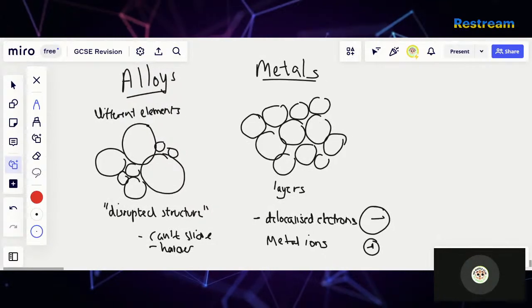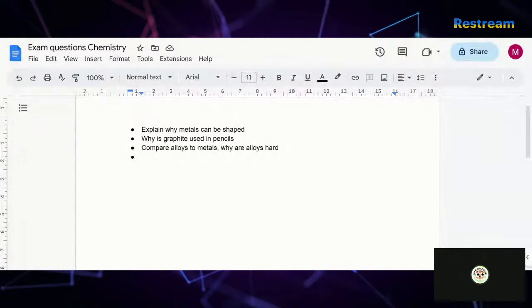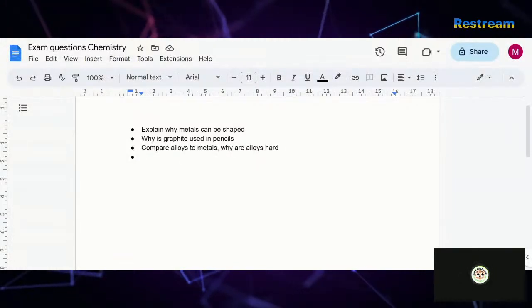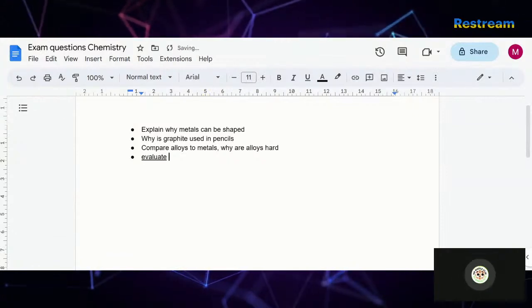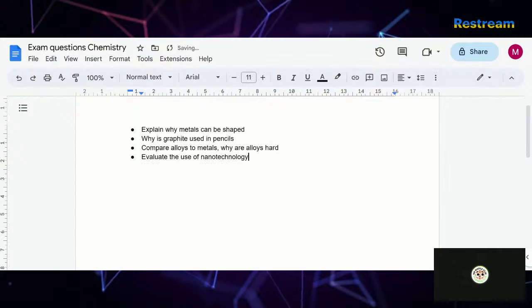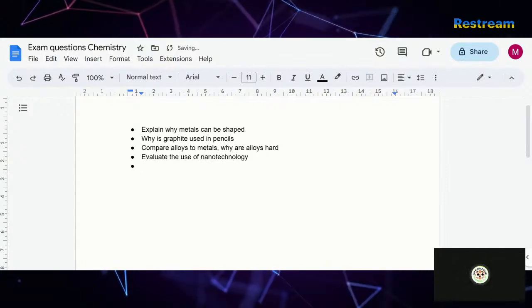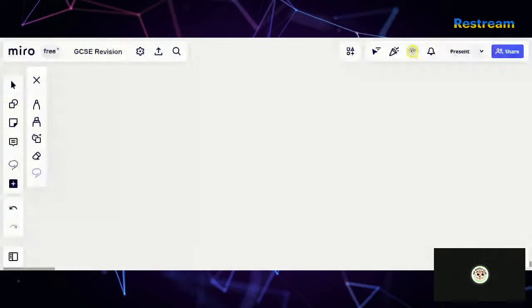Now let's look at the next question, which is about nanotechnology. So, evaluate the use of nanotechnology. So this is coming to the end of the first part of the chemistry topic, so we are doing really well on time here. So evaluate the use of nanotechnology.